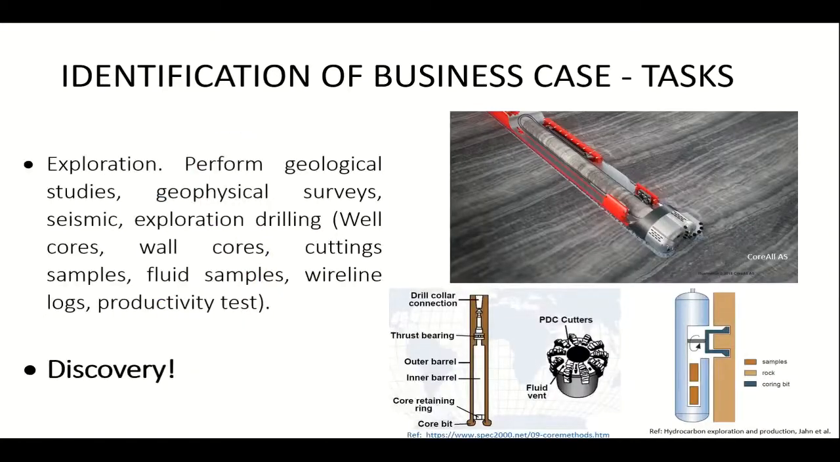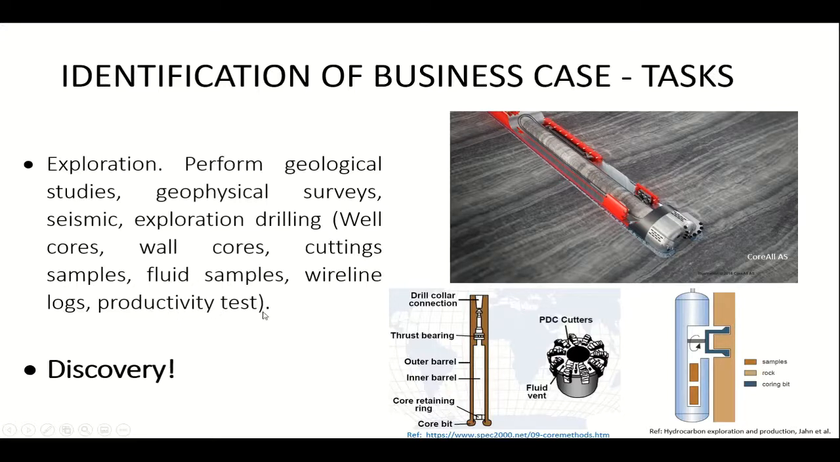Then after the company gets the production license, they can actually do more invasive things in the underground. Some of these things are geological studies, geophysical surveys, seismic exploration, and drilling. And in exploration drilling, there are a few things that are usually done. There are well cores. Here is how coring is performed. Well cores, wall cores, cutting samples, fluid samples, wireline logs.